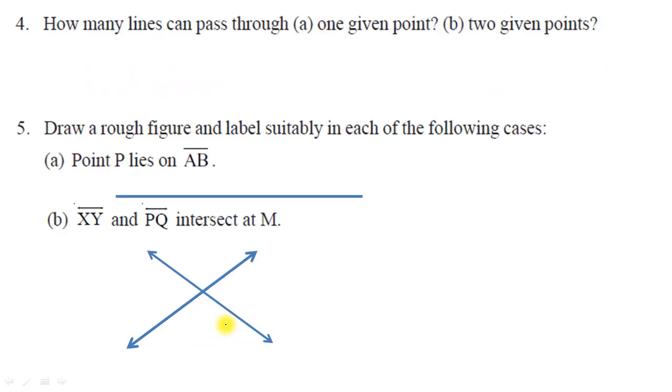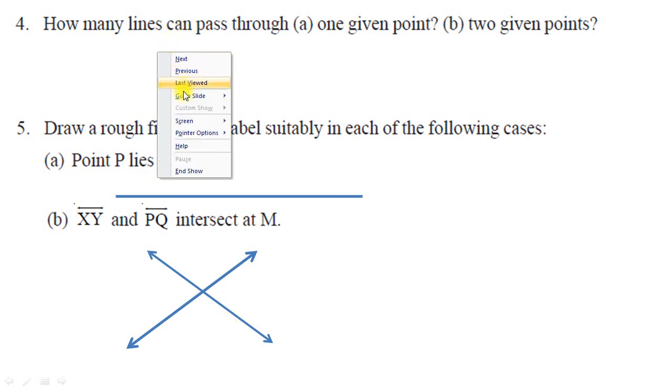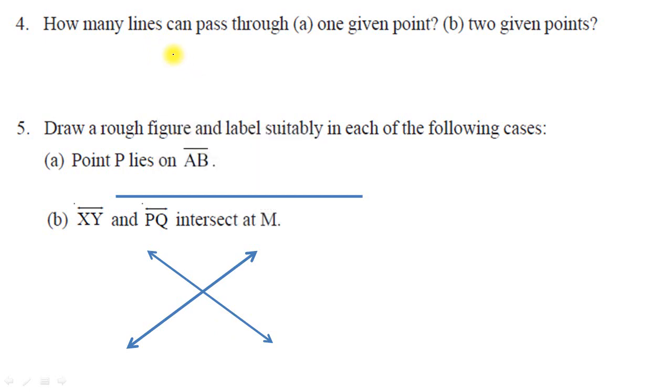Now let's see question number 4. How many lines can pass through one given point? If I give you only one dot, that means 1 point. So how many lines can we pass through it? Let's draw, for example. So I can draw many lines. That's why from one given point, infinite lines can be drawn, or you can say countless lines, because you cannot count how many lines can pass through one given point.